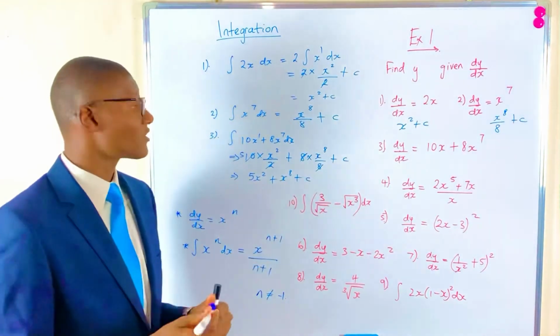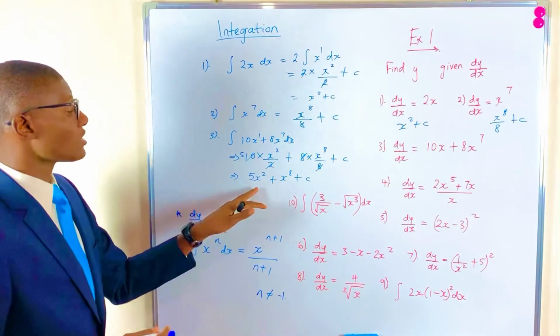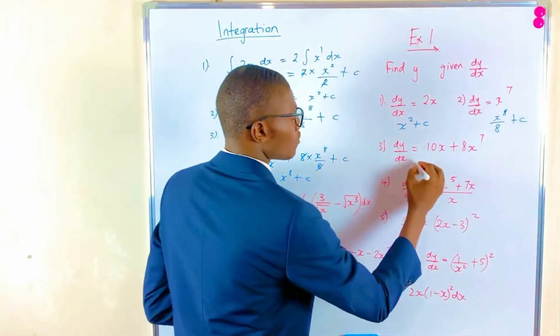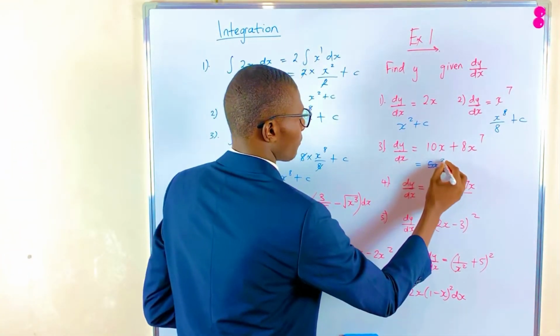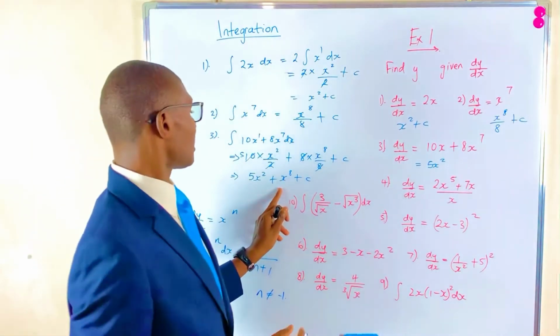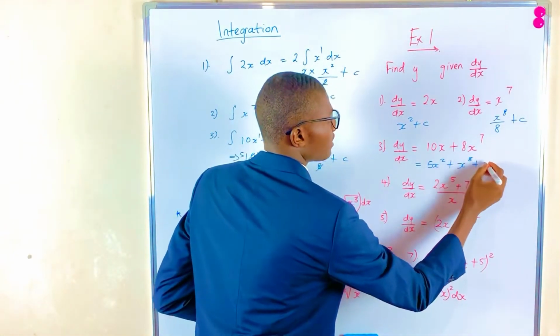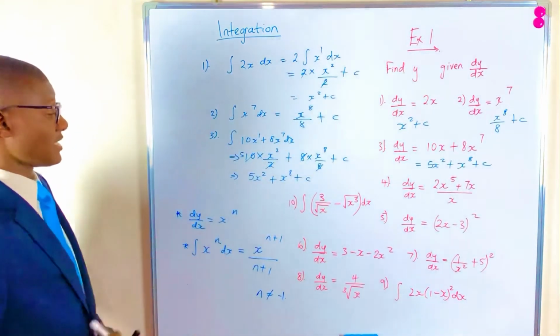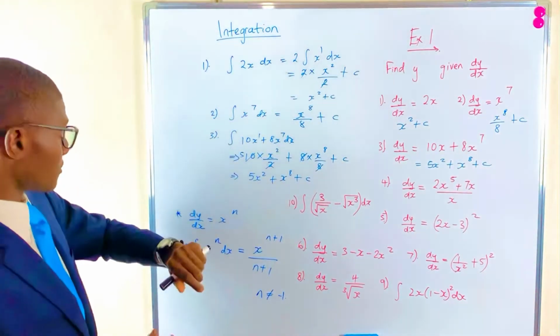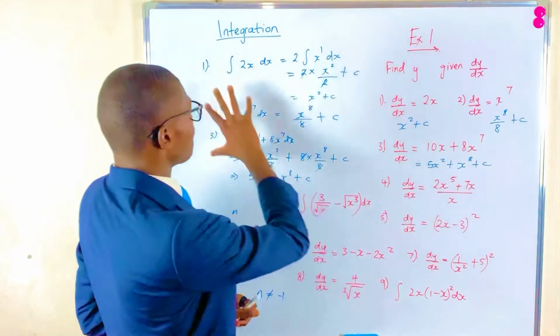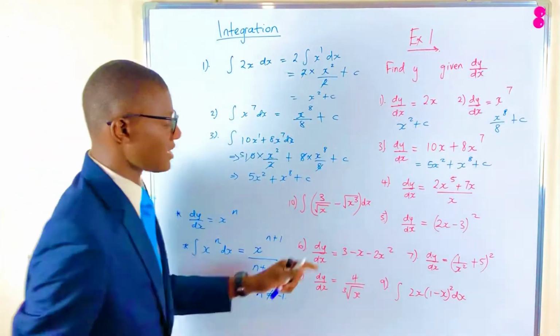plus the constant of integration c, such that the result that we want would be 5x squared plus x to the power of 8 plus the constant of integration c. So this is up to number 3. Allow me to erase this part in blue so that we continue.